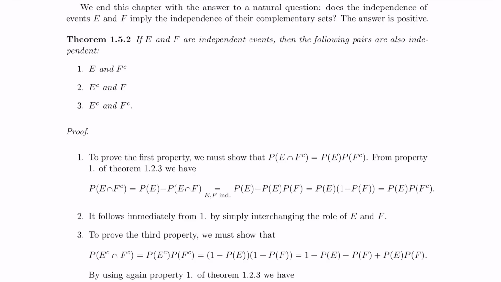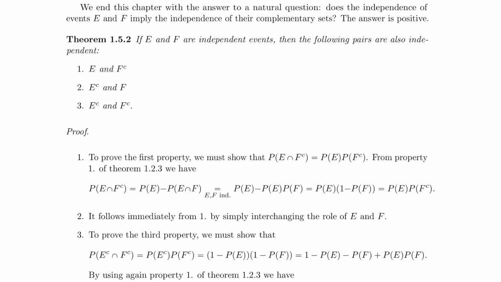We end this chapter by answering a natural question. Does the independence of events E and F imply the independence of their complementary sets? We're going to see that the answer is positive. Let's formalize this with the following theorem. Consider two independent events E and F, then also the following pairs of events are independent: E and the complementary of F, the complementary of E and F, the complementary of E and the complementary of F. To prove the first property, we must show that this relationship holds.